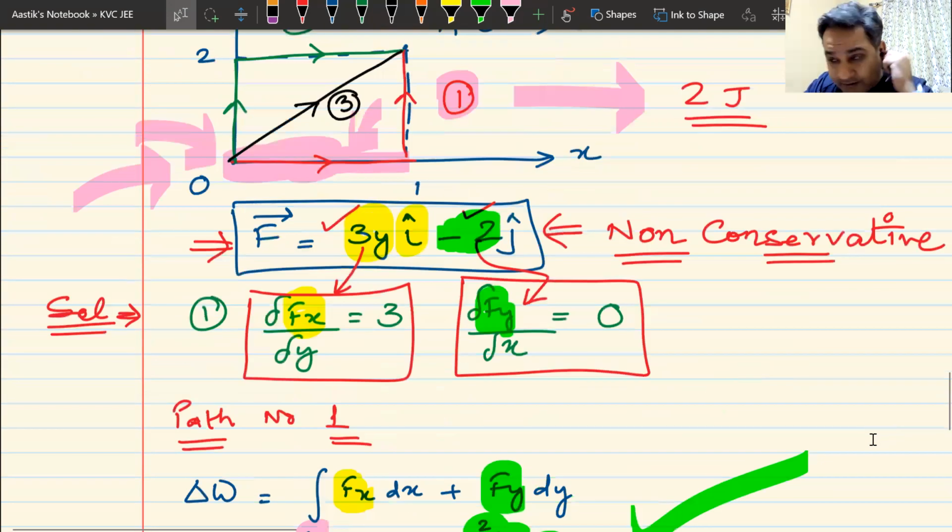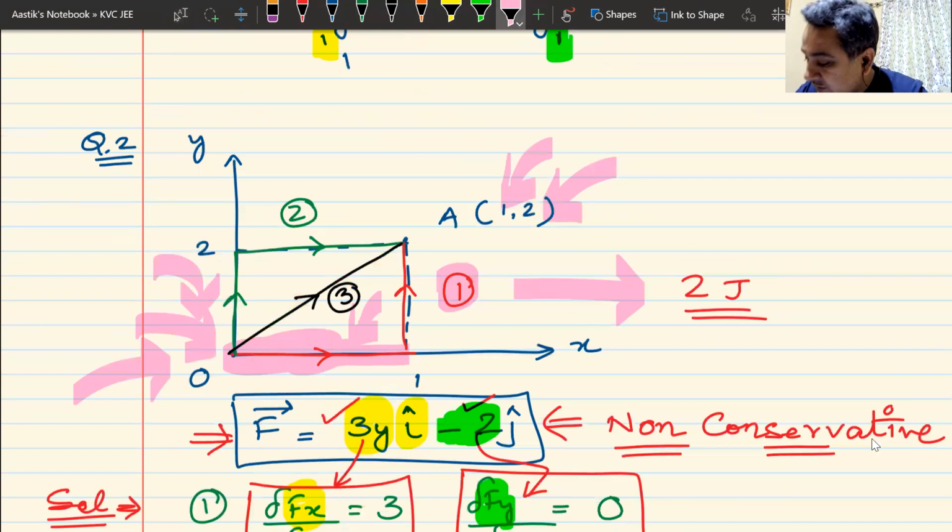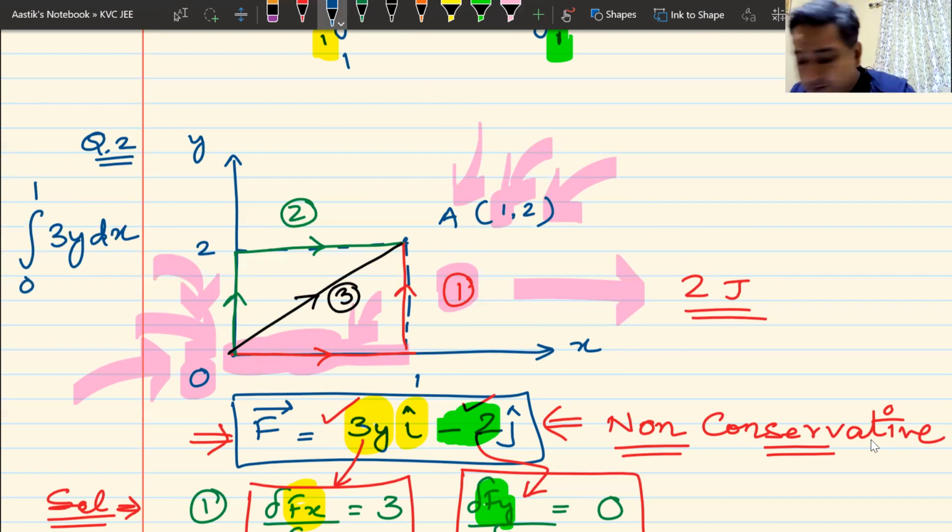Okay, now I go back to this diagram. I have to go from this point O, again I make the third arrow, to this point A. X is varying from 0 to 1. That is the only problem. Now, what I have to integrate here, I'll write it here. I have to integrate 3y dx from 0 to 1. That is my problem.